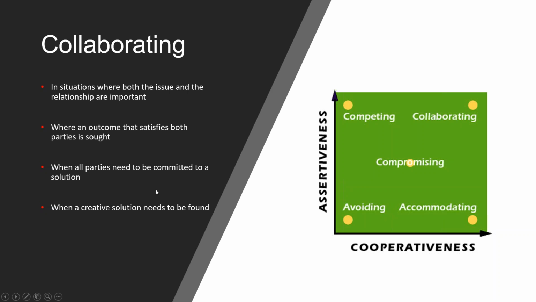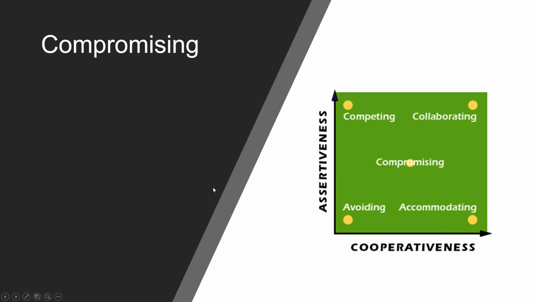You can come up with a better answer. So that's collaboration. And the last one on the grid that we'll talk about now is compromise. Now, compromise is where you give a bit and the other person gives a bit. So it's kind of like a win-win, but a watered-down version of collaboration.